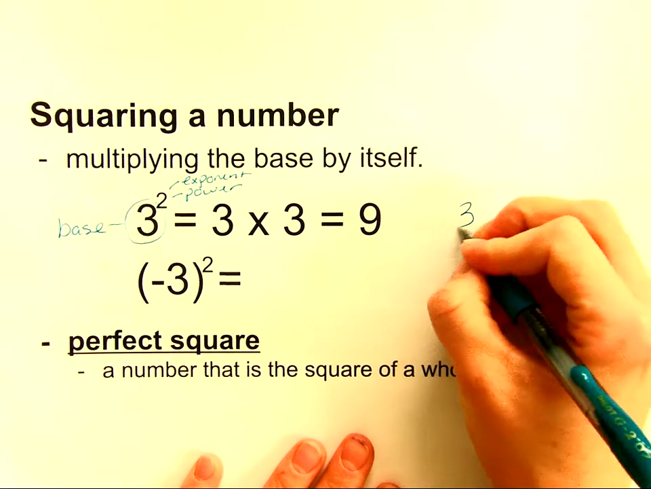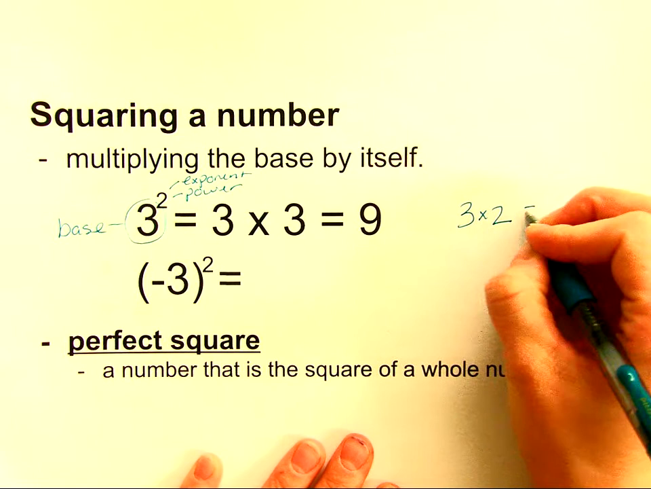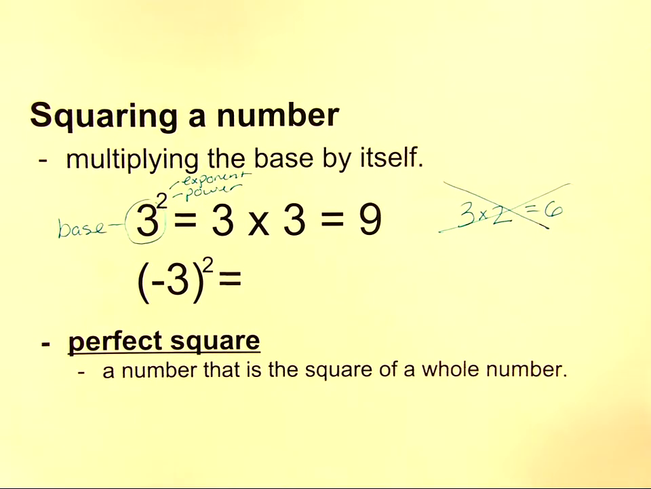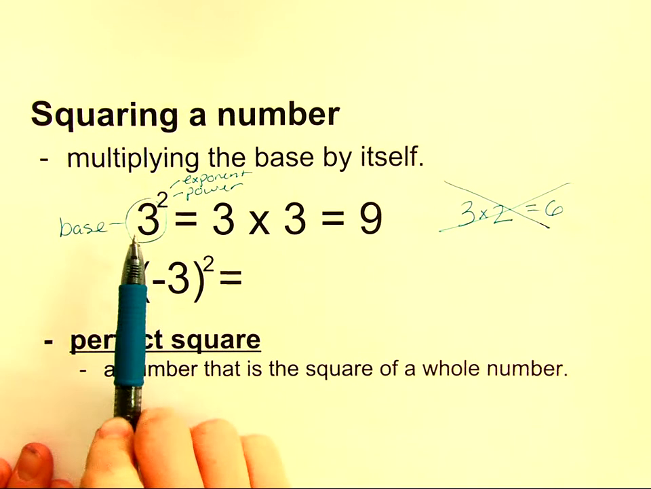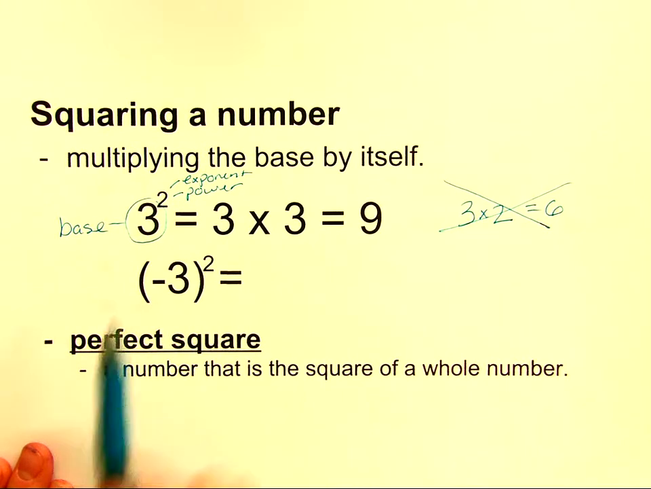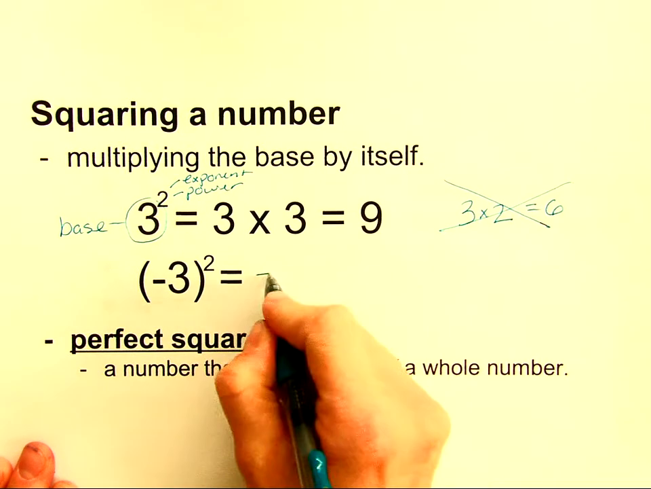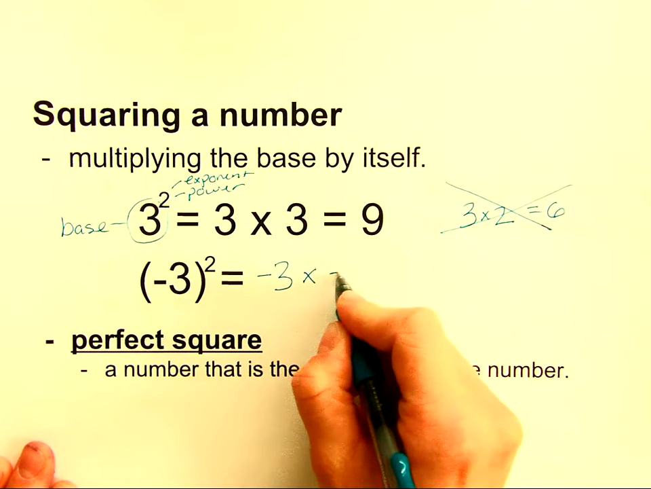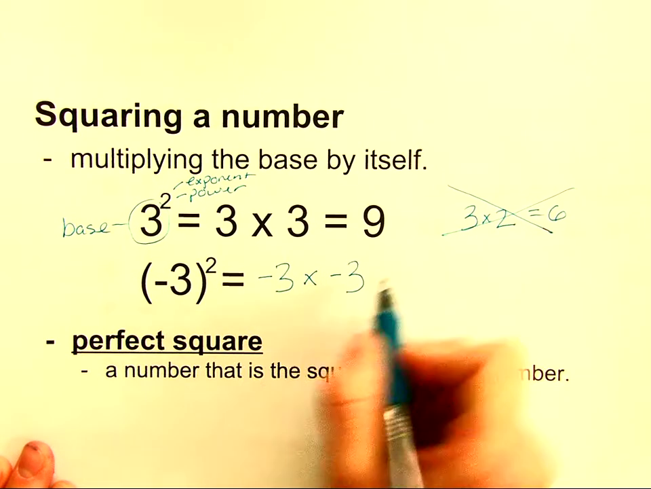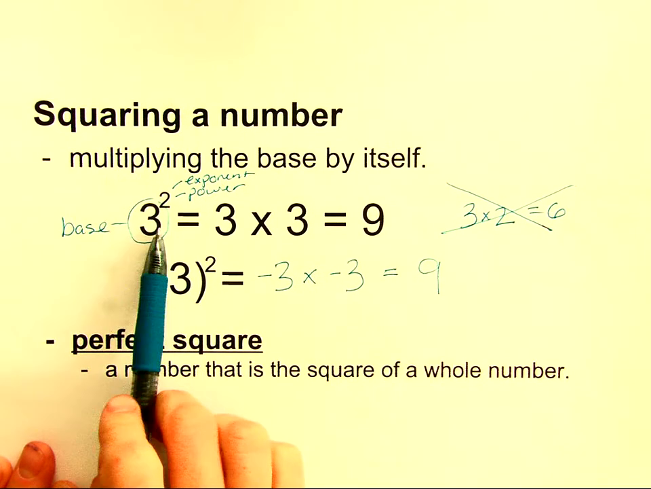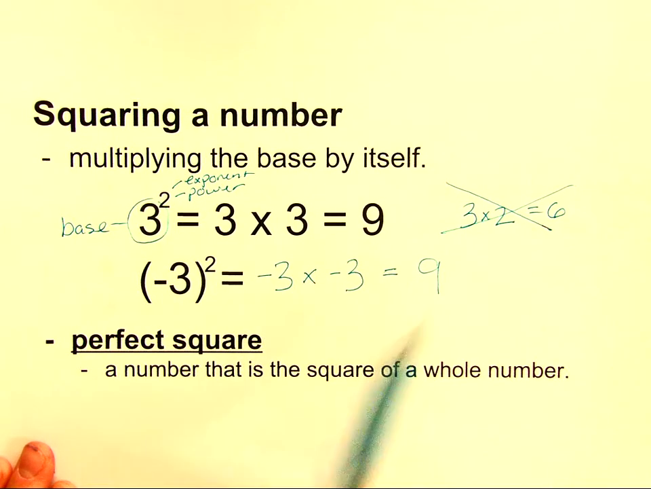We are not doing 3 times 2 to get 6. Okay, this is wrong. This is a common error most people make with exponents. It's the base times the base. Okay, this exponent or power just tells us how many times we are doing that. So if we take a negative 3 and times it by itself again, well, we know a negative times a negative is still a positive. So notice when we square a positive or a negative number, our answer is still positive.